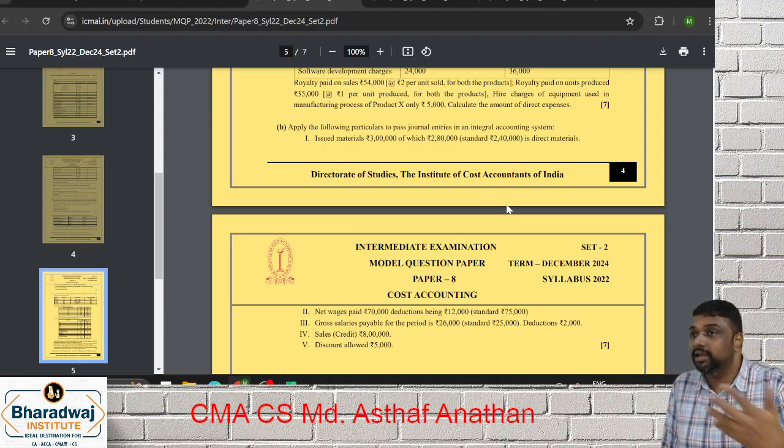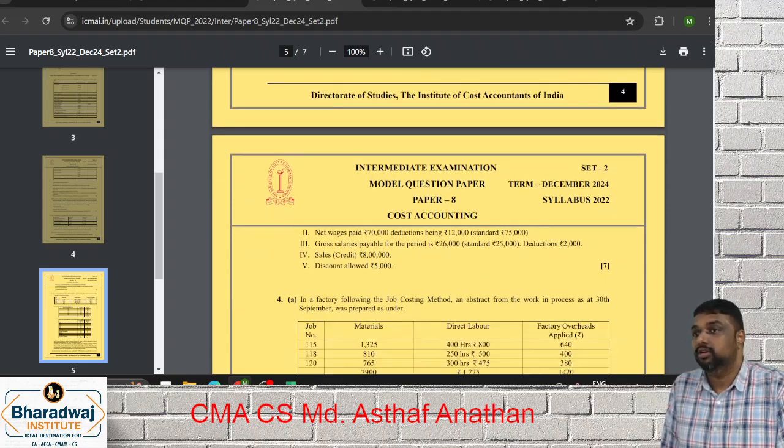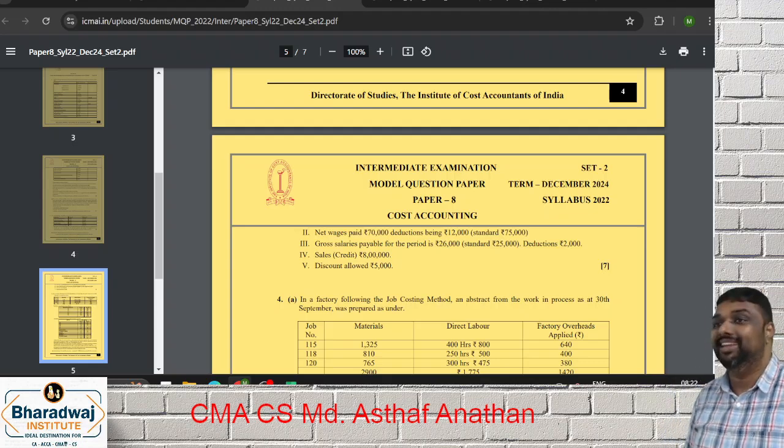Balance will be what? Indirect. That will go to manufacturing overhead. Wages 70. That 12,000 is what? Indirect. So accordingly you will be able to do gross salary and deductions. Then accordingly discount allowed and sales, all are your accounting entries.